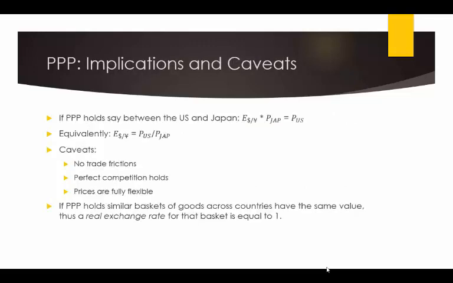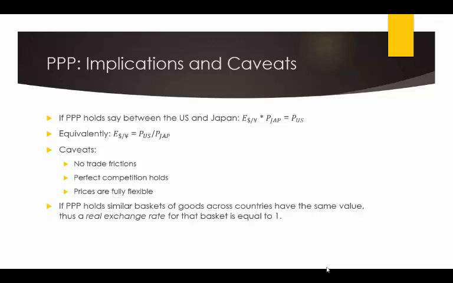So consider two countries, the United States and Japan. If their price levels are given by P_US and P_JAP, if PPP holds, then the dollar-yen exchange rate multiplied by P_JAP should equal P_US. This expression can be rearranged so that we can state the dollar-yen exchange rate as equal to the ratio of the price level in the US, P_US, to the price level in Japan, P_JAP. We continue to assume, of course, that there are no trade frictions, that perfect competition holds, and that prices are fully flexible in both countries.